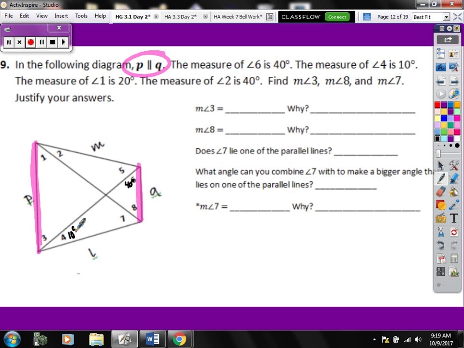This is not drawn to scale, you can tell. The measure of angle 1 is 20. The measure of angle 2 is 40. See if you can look through the questions. See if we can find any of the measures.